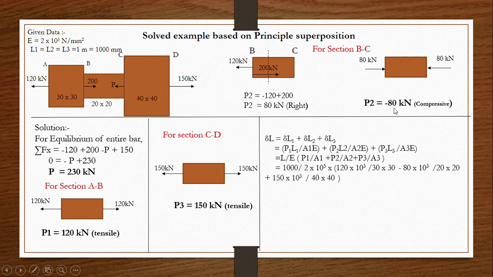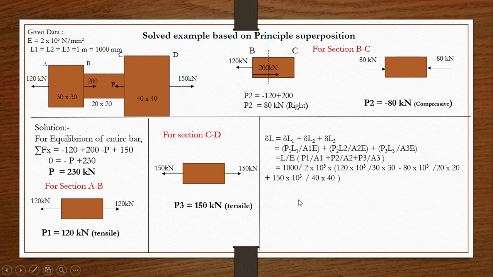Value of P2 is minus 80, as it is compressive, so we are putting here minus 80 into 10 raised to 3, as it is 10 raised to 3 for conversion of kilonewton into Newton, divided by 20 into 20, that is the area of this section. If the diameter is given, then we calculate the area of a circle, but here it is 20 into 20, that means a rectangular section.